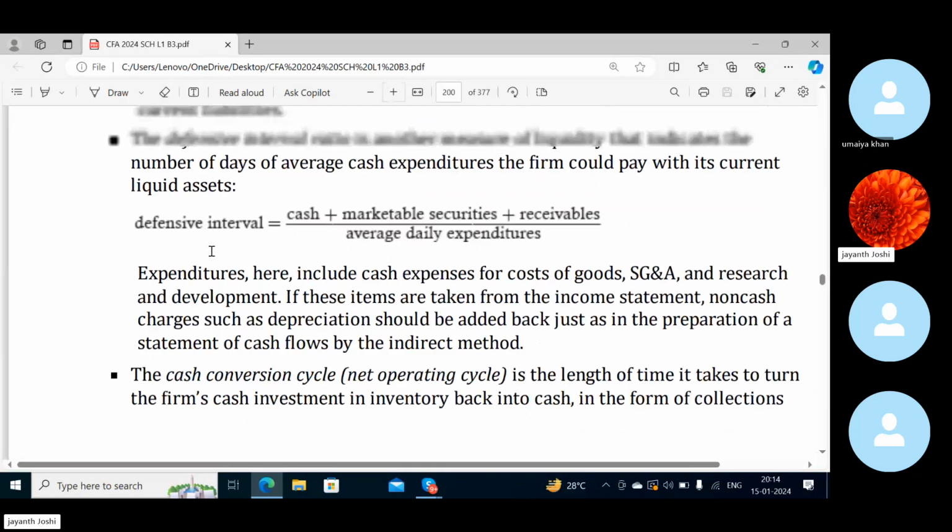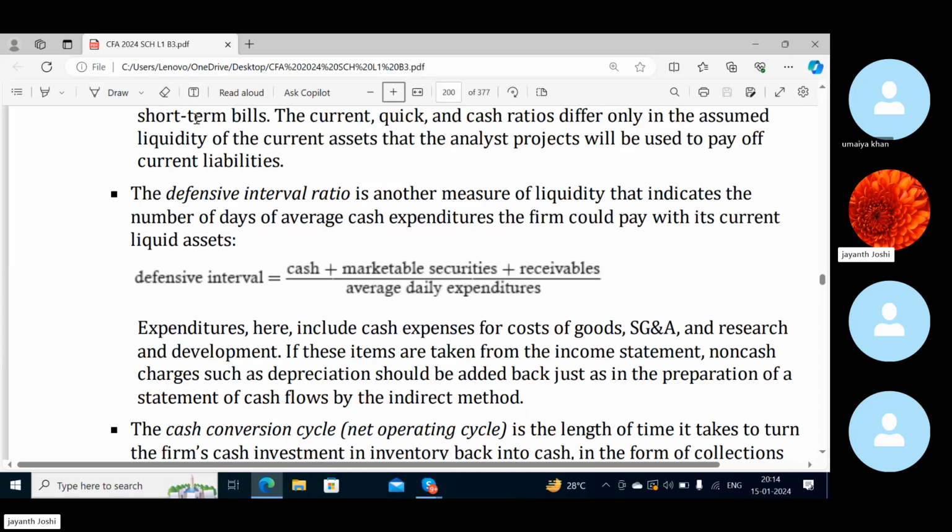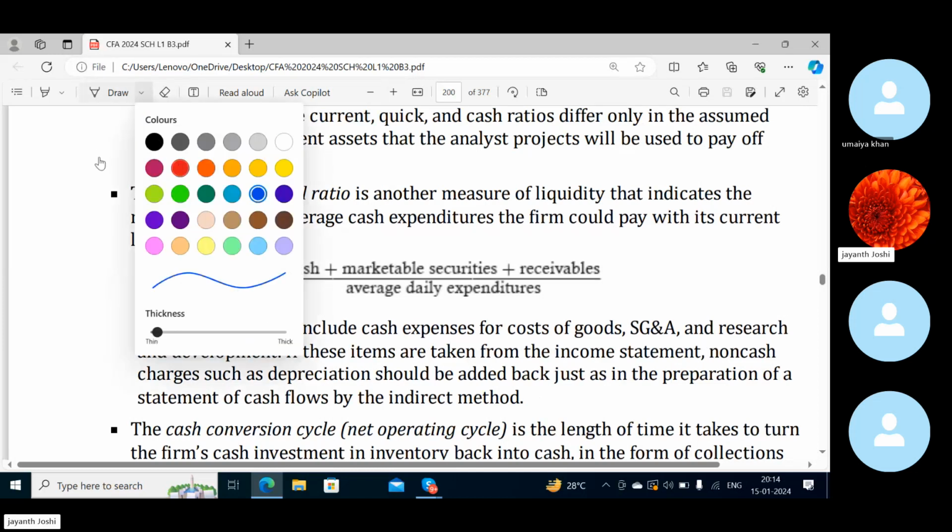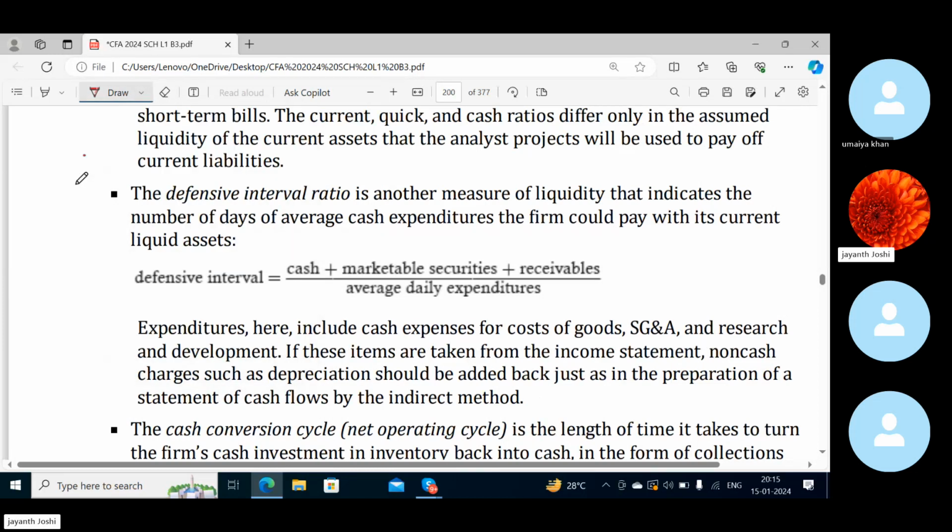There is one more ratio, the defensive interval ratio. What does the defensive interval ratio tell? This ratio tells us whether you have enough cash to meet your daily expenditure or not. The defensive interval ratio is another measure of liquidity that indicates the number of days of average cash expenditures the firm could pay with its current liquid assets.